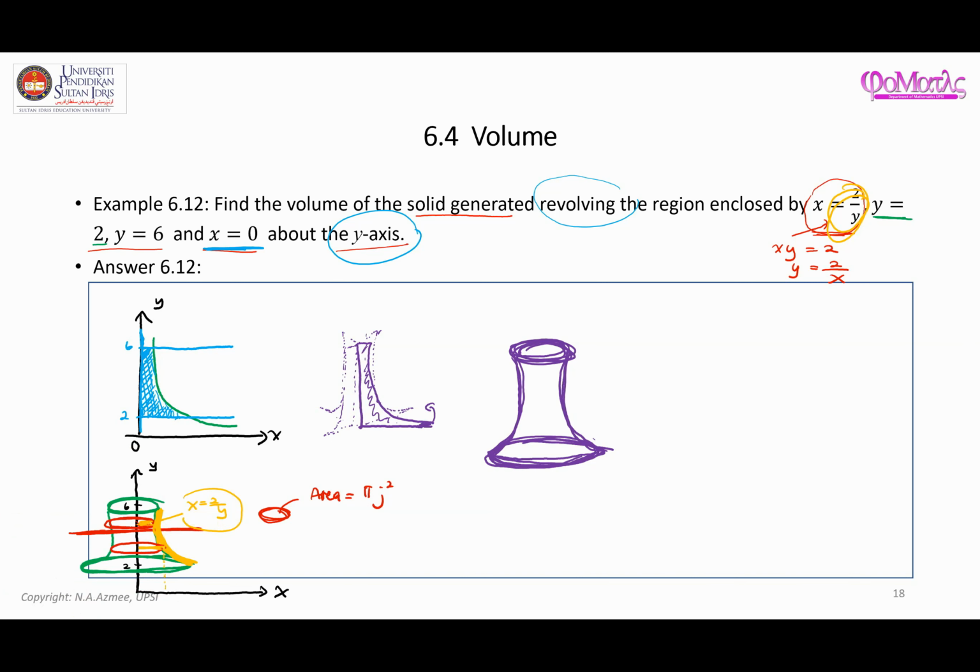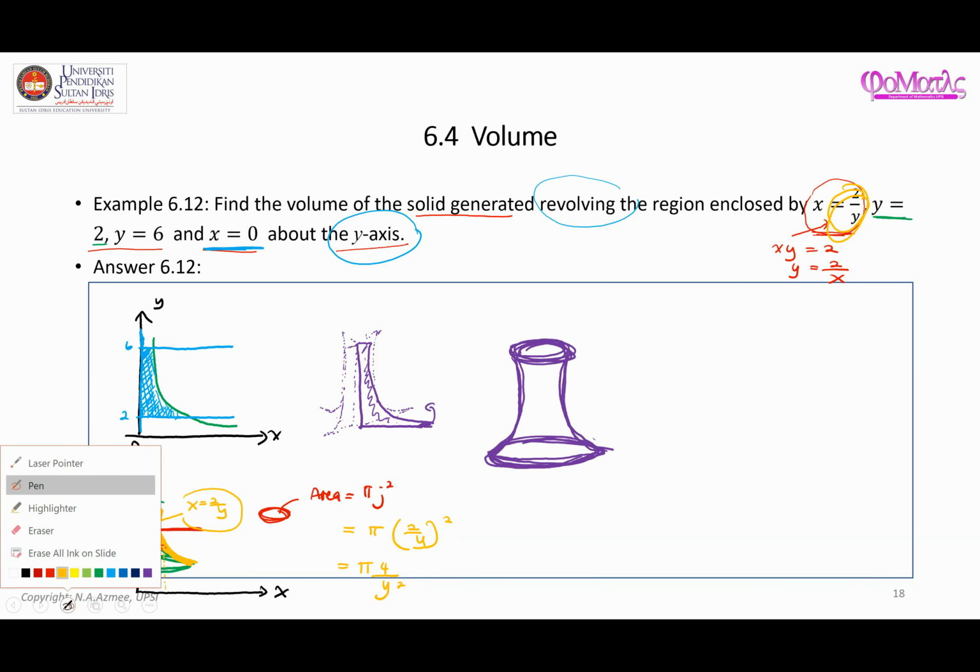So therefore the area is going to be equal to pi times 2 over y, because the radius is different when you cut it through different parts. So this is 2 over y, squared. Okay, so that can be simplified as pi 4 over y squared. So this is the function that we are going to integrate with respect to y. This is an example where you have a solid that is rotating about the y-axis, and so in order to find the volume, you have to integrate the area function with respect to y.